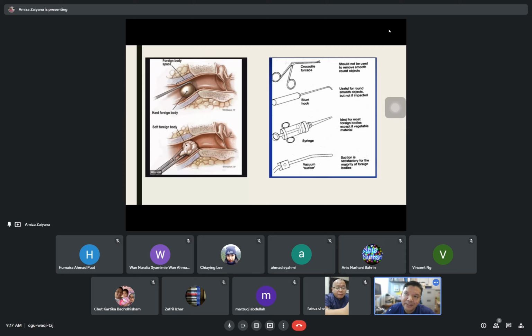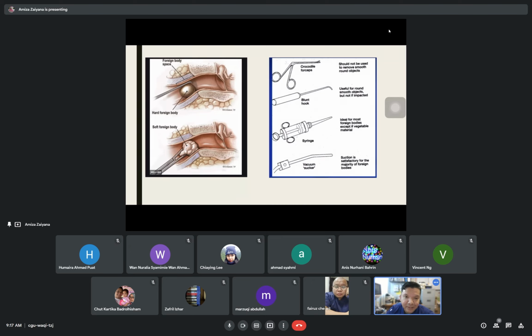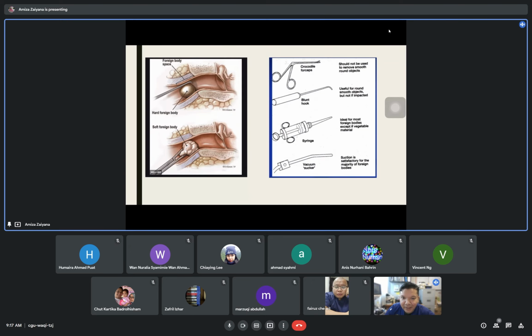The syringe, you attach to a brenula. So you actually remove the needle. Okay, so it's actually very soft. If you want to use the crocodile forceps, you have to make sure it's under direct visualization. You cannot simply blindly put the crocodile forceps, because this can lead to injury. You can actually perforate the eardrum, or push the foreign body in more.